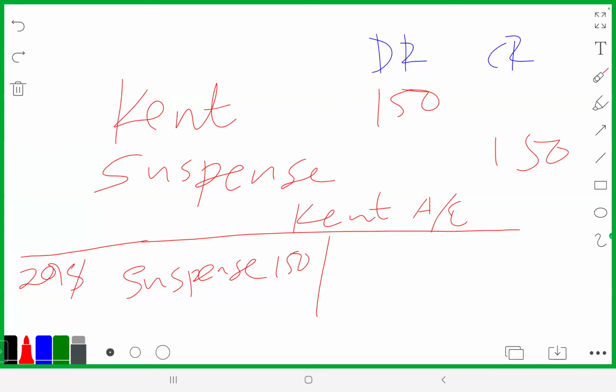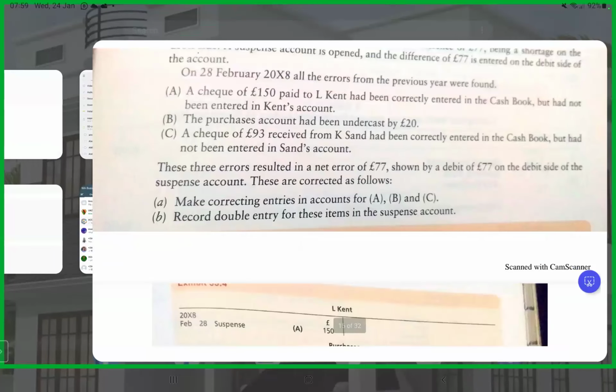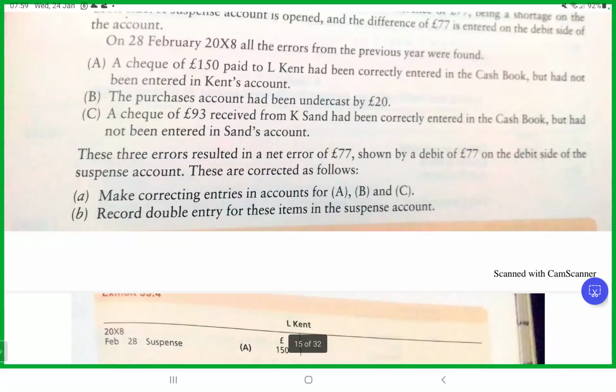Hello? All right. If you don't have any question, we can move on to the other part of the question. We have shown you the journal entries for this one. Then we have B.